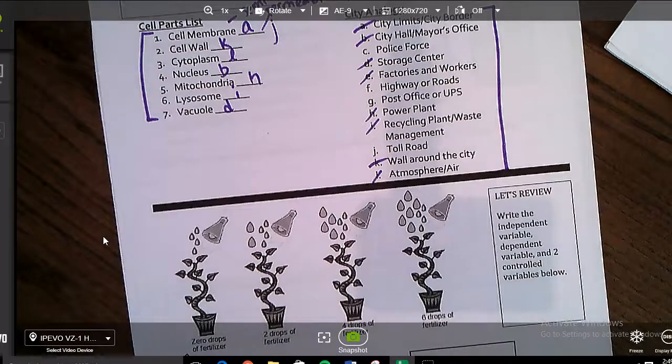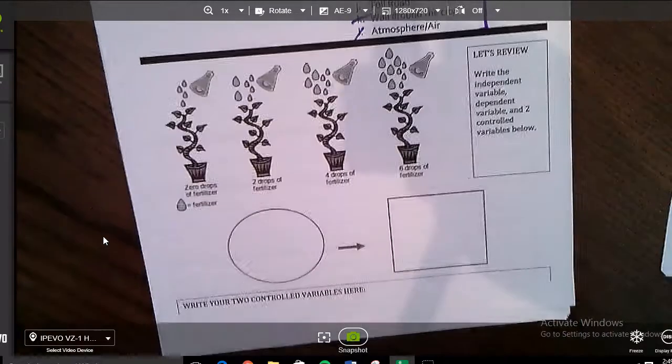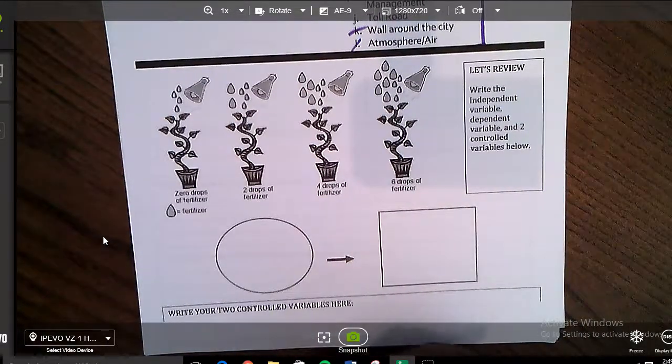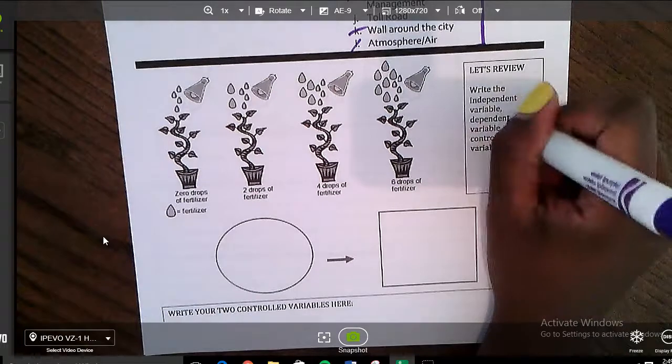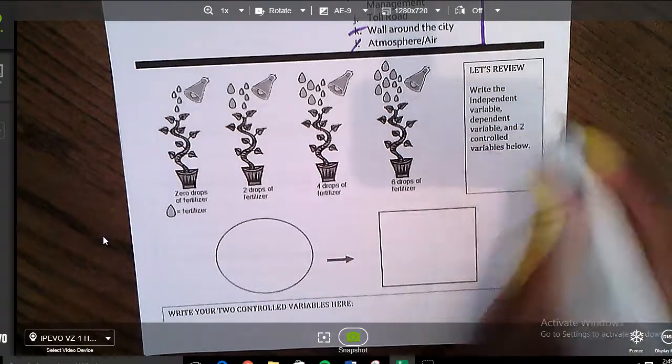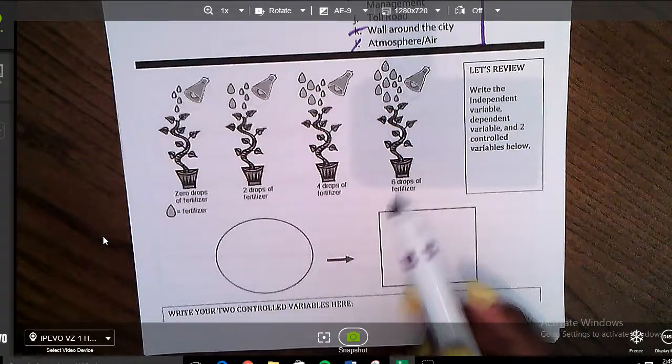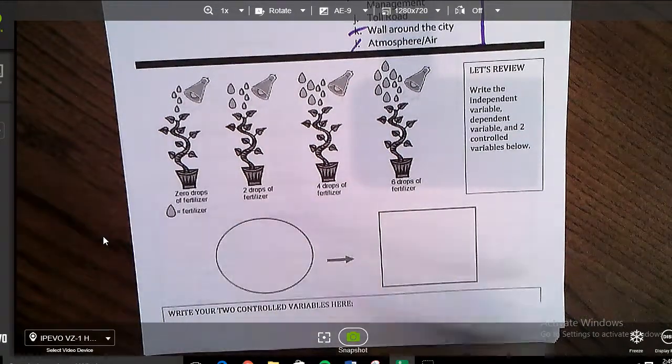If we take a look at the bottom, we have the experiment that was on our assignment from last week. What I noticed is that we had some difficulty identifying the independent and dependent variables, so we're going to do this together. So it says write the independent variable, dependent variable, and two controlled variables of this experiment below. You'll notice this looks a lot like ST Math, no words. Okay, well, there's words right here, but you get what I'm saying.